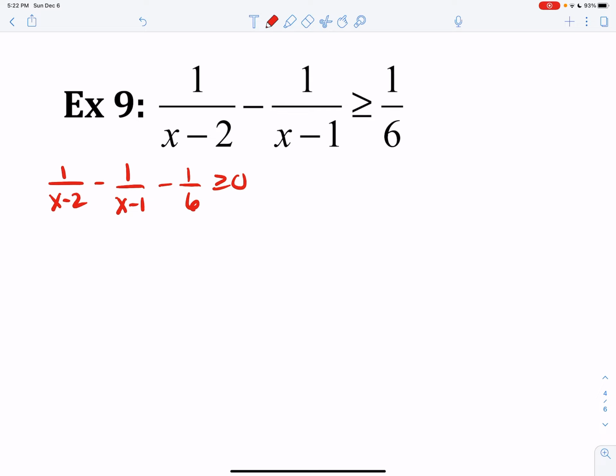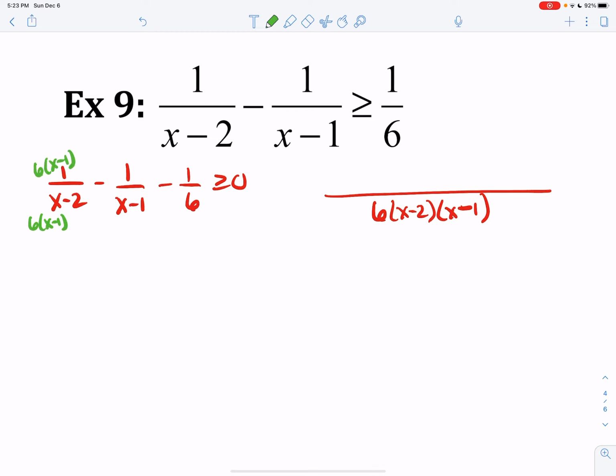We cannot, because of the inequality, we cannot multiply through and clear out our denominator. We have to get a common denominator and keep that common denominator. So our least common denominator is going to be the 6, the x minus 2, and the x minus 1. And on the left side, we know this needs a 6 and an x minus 1. So this needs the 6 and the x minus 1.